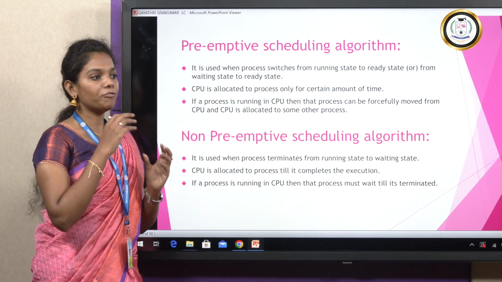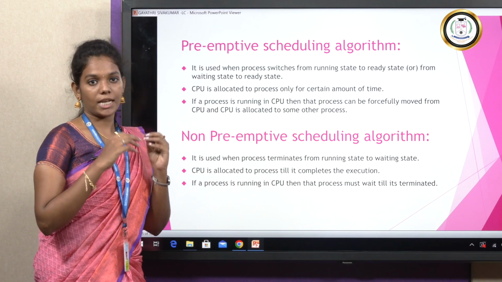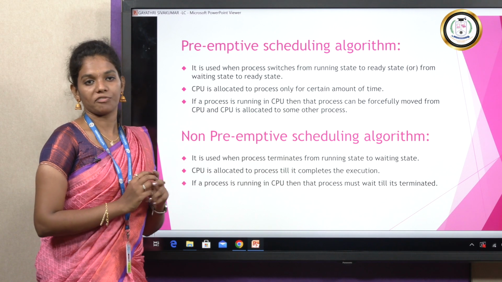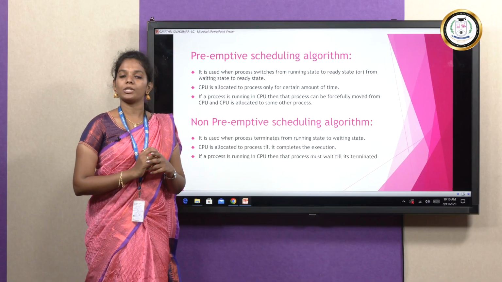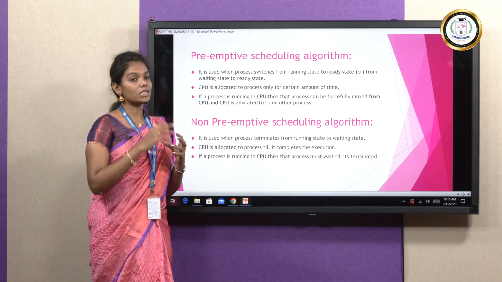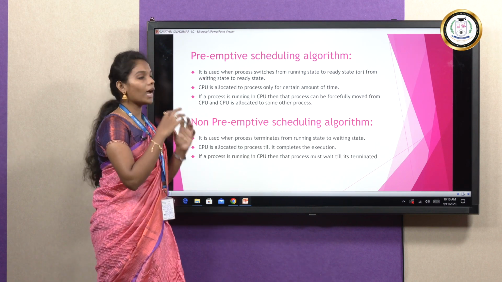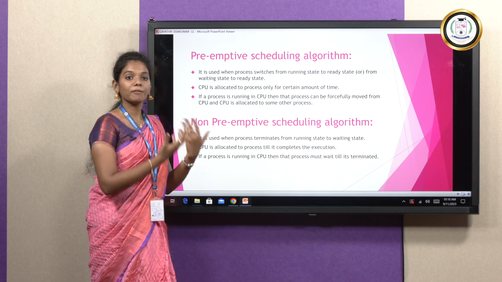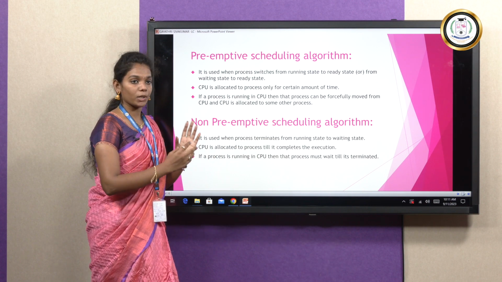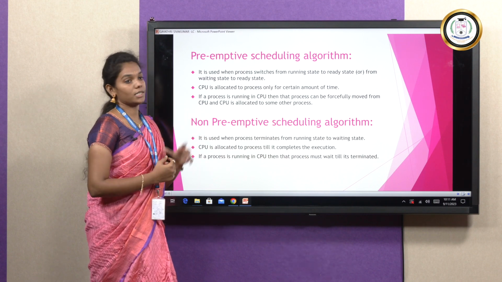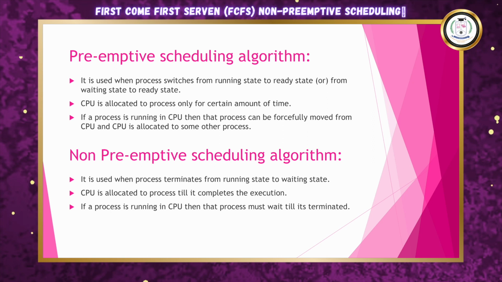For example, if a process is executing on the CPU for only a certain amount of time, preemptive scheduling lets processes occupy the execution. If a process is running in the CPU, that process will be forcefully moved by the CPU, and the CPU will occupy some other resources. That is called preemptive scheduling.